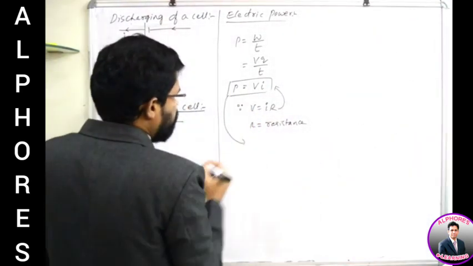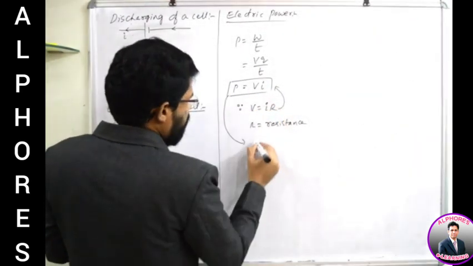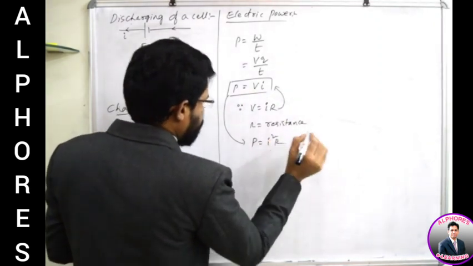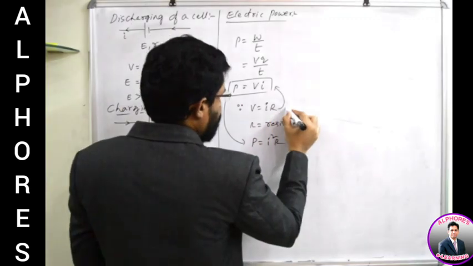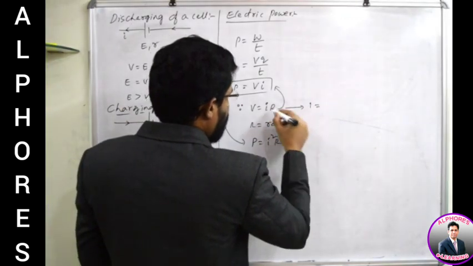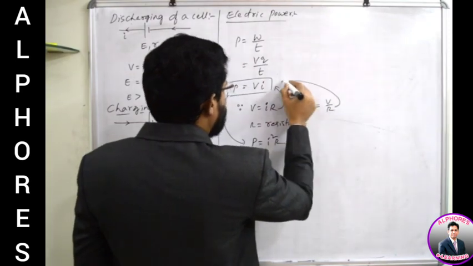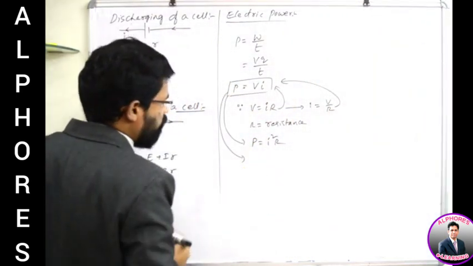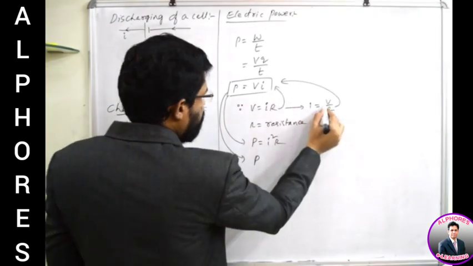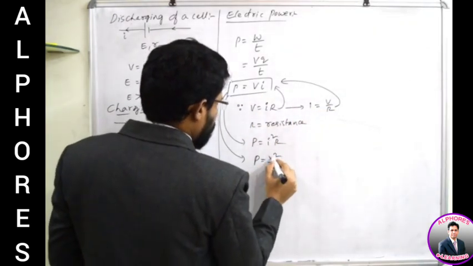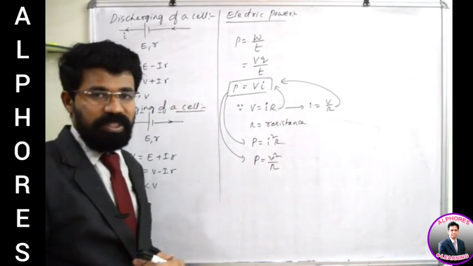If V is replaced with IR, what will I get? P is equal to IR into I, so I square R. Further, this I can be replaced with what? From this equation, I can be written as V by R, and substituting back here, you will have one more form of power: V into V by R, V square by R. So like that, electric power can be expressed in different forms.